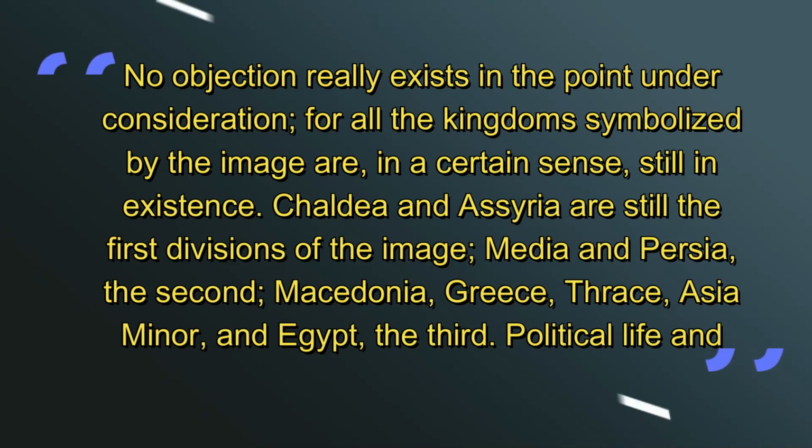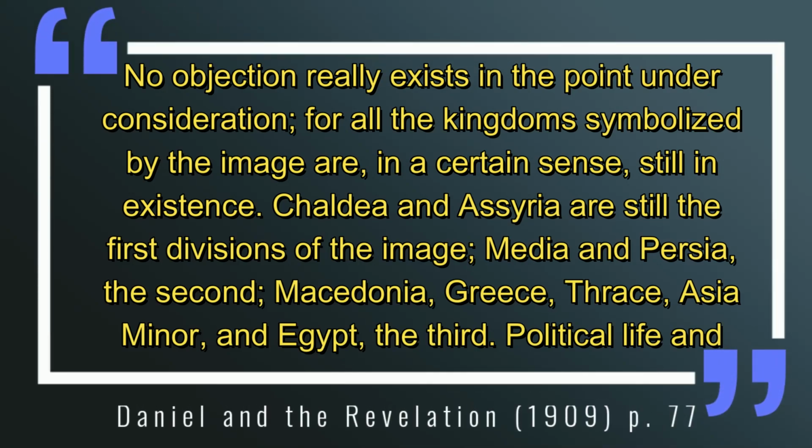And what you may not realize is I wasn't the first one who came up with this understanding. Uriah Smith had begun to understand this early in his day. And this is why earlier versions of his Daniel and Revelation books say this: "No objection really exists in the point under consideration, for all the kingdoms symbolized by the image are, in a certain sense, still in existence.